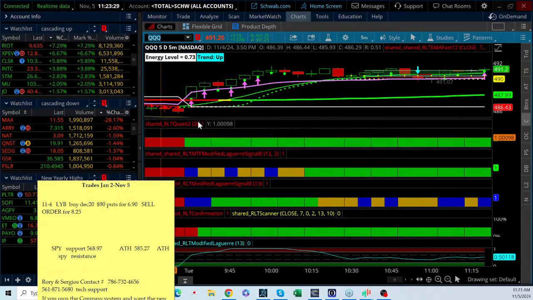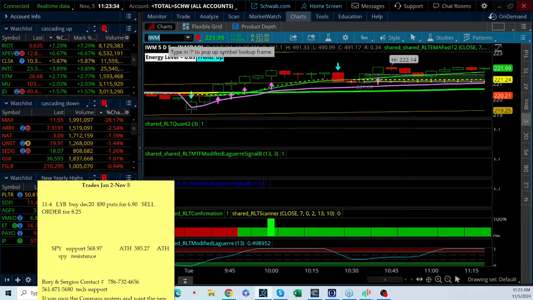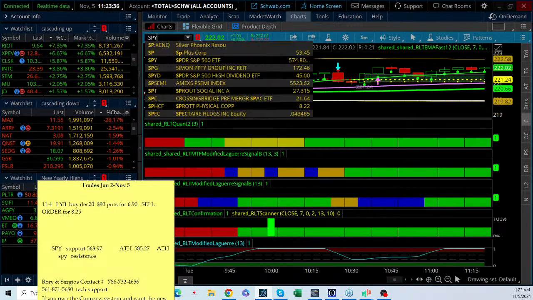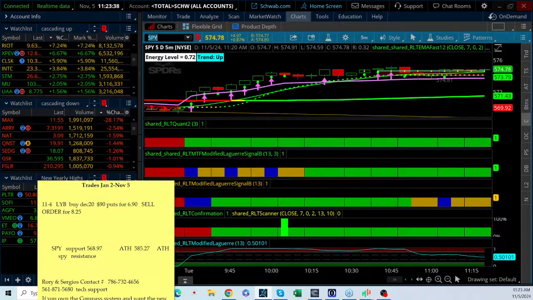Again, another kind of a wait and see day here. The Qs are playable. The IWM is playable right now. The SPY is not, not until it gets through the 8, which is not done.